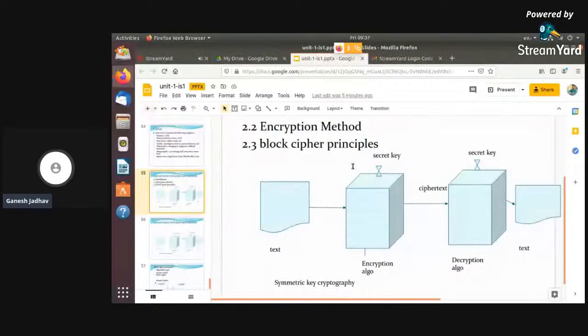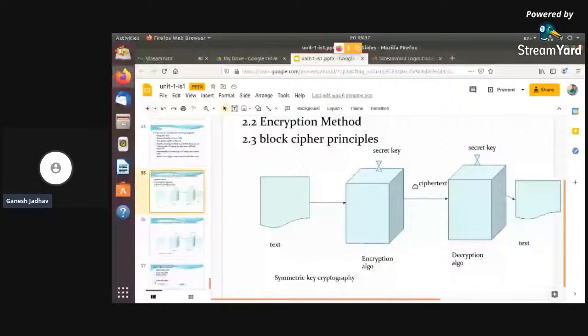In this process you can see that both the encryption process and the decryption process require the same key. Hence we say that it is symmetric key cryptography. Why? Because for encryption and decryption there is the same secret key. Then we see the second one, that is asymmetric key cryptography.